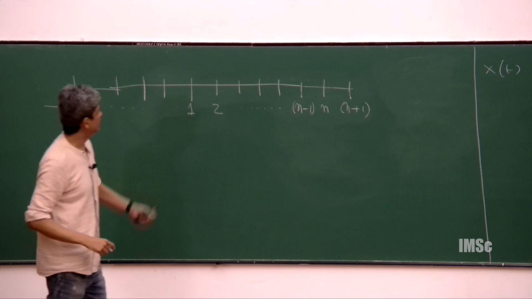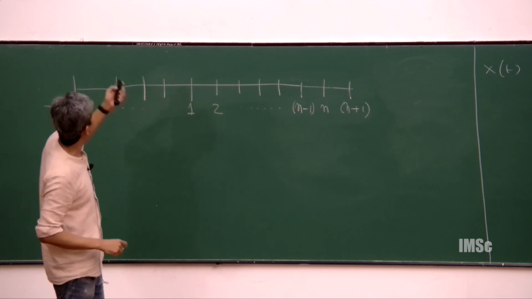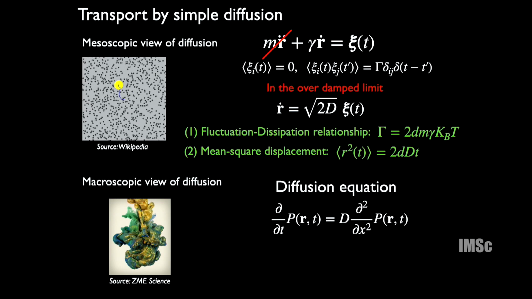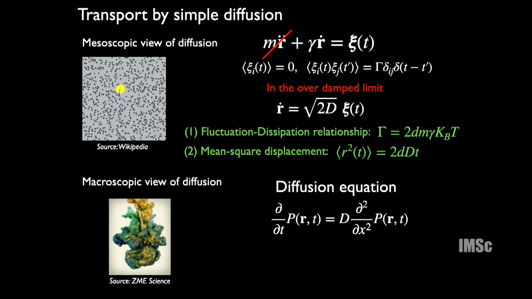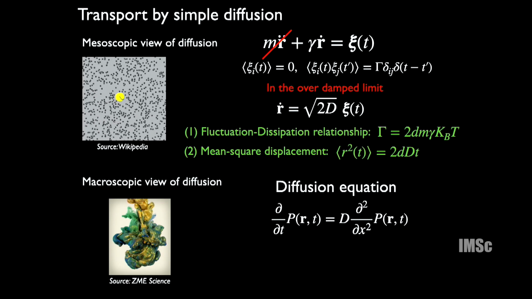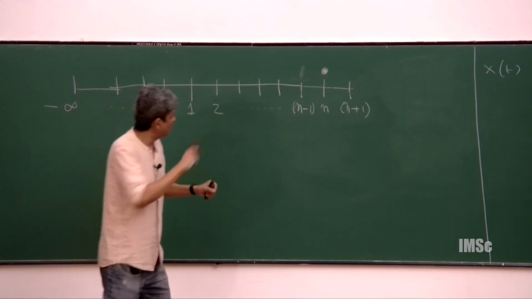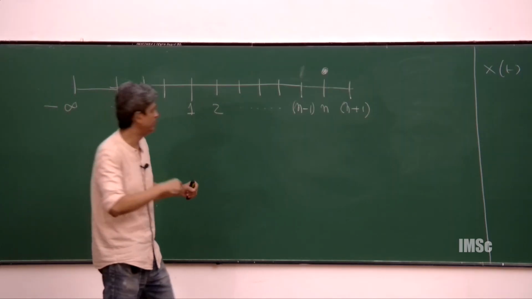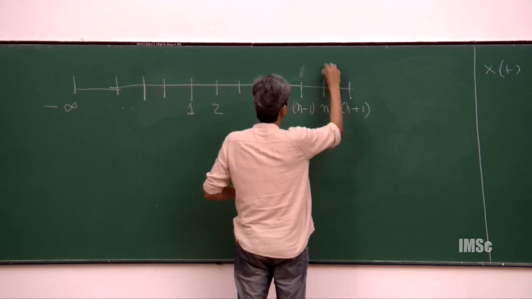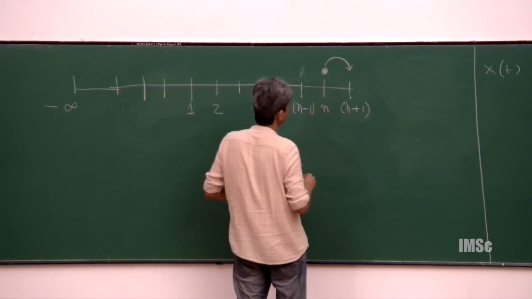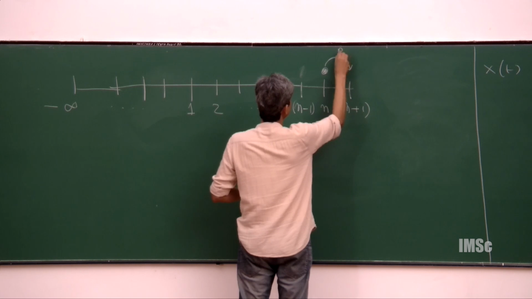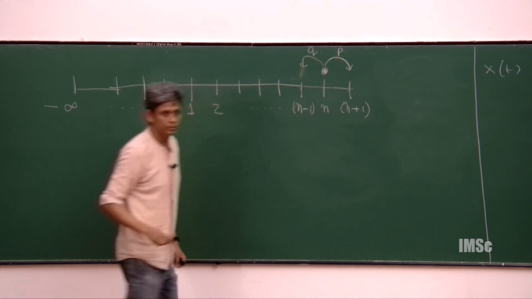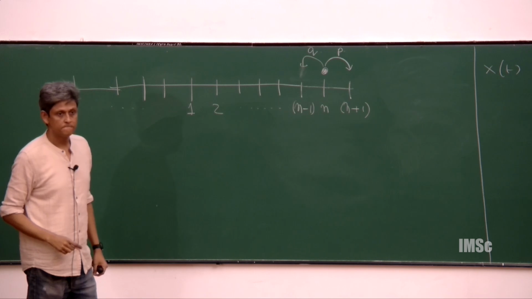Now suppose I have a particle similar to this particle, currently at the position n. Now the particle can hop to the right or hop to the left with some probability. Let's say it hops to the right with some probability p, it hops to the left with some probability q. Okay?